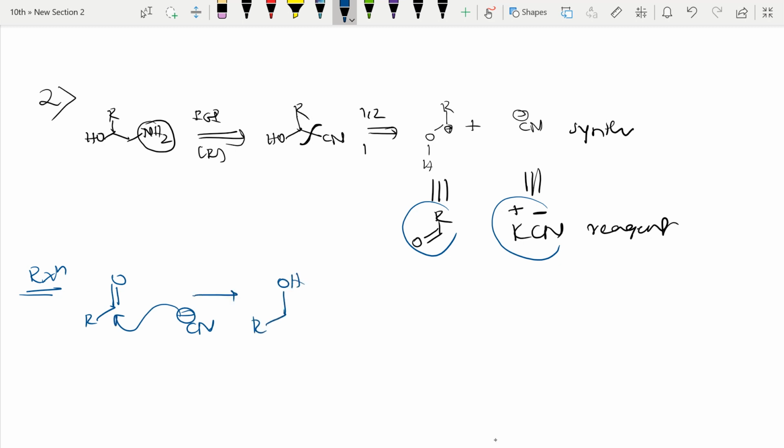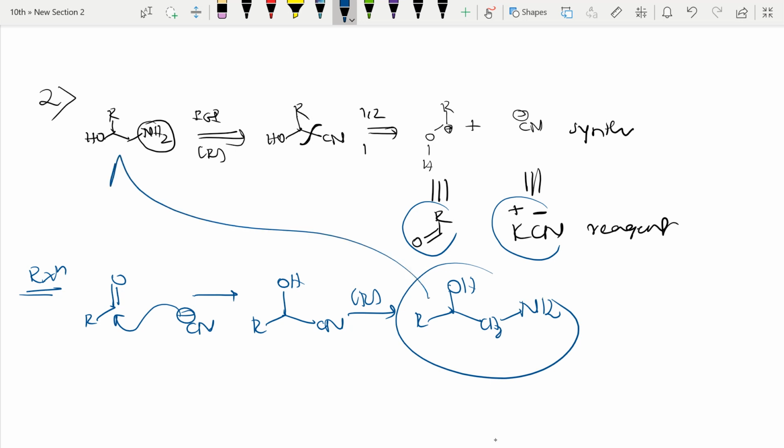So OH will come here, and here CN. Further you will reduce it using LiAlH4. Then you will convert it into CH2NH2. So this is the target molecule. This is the same, right? Both are the same, right? I hope you got it.